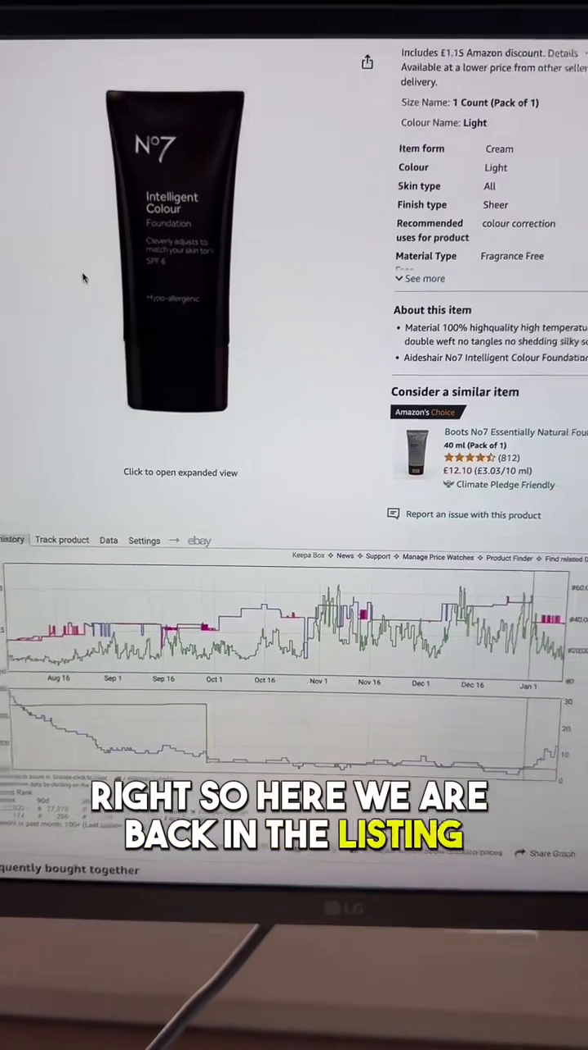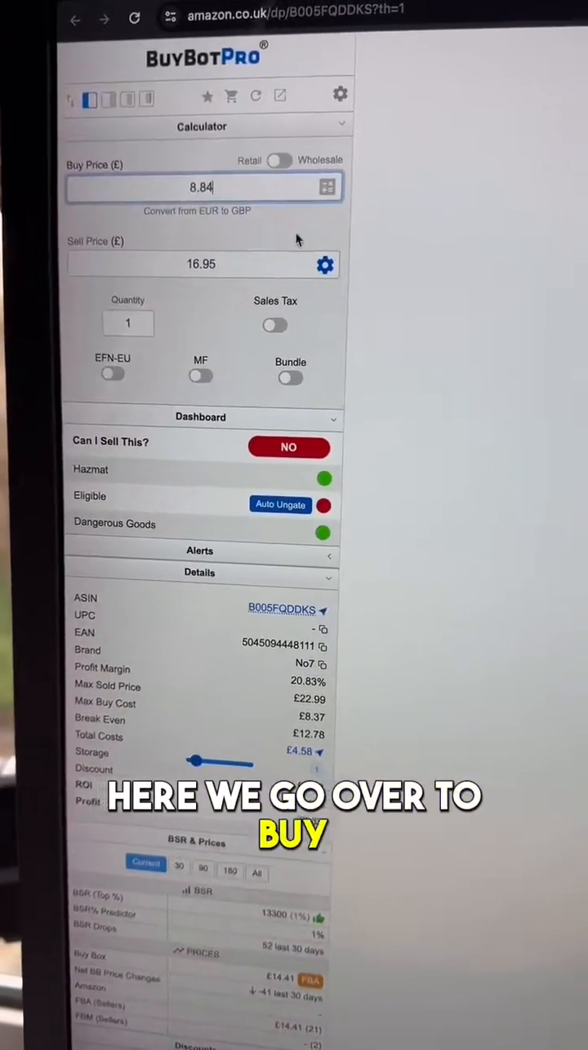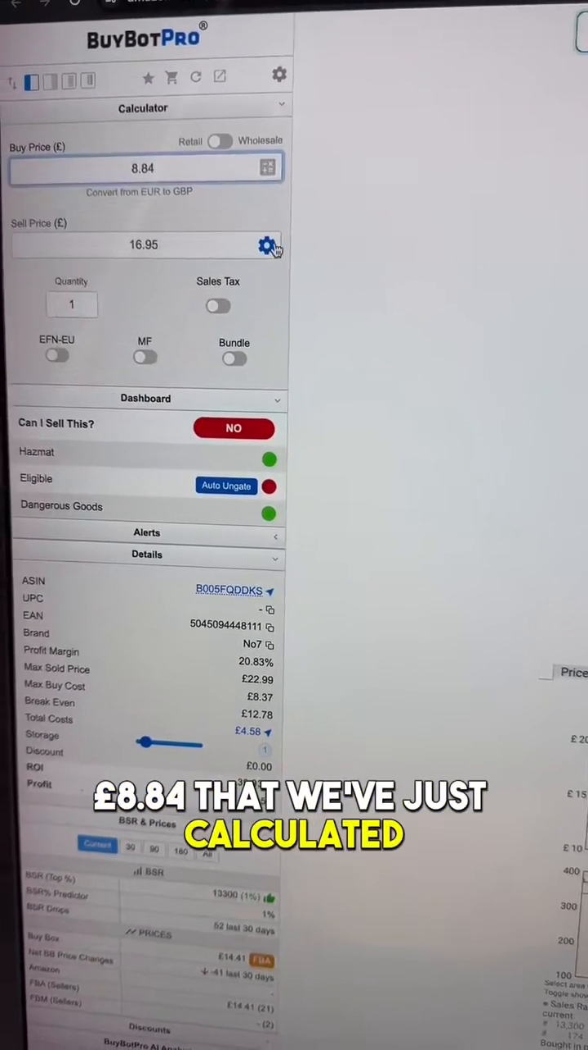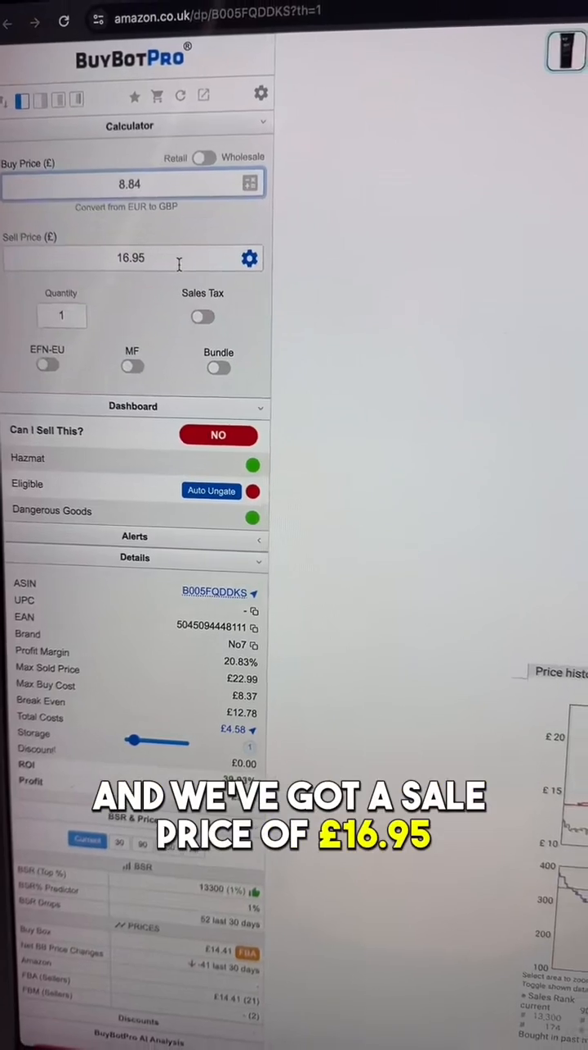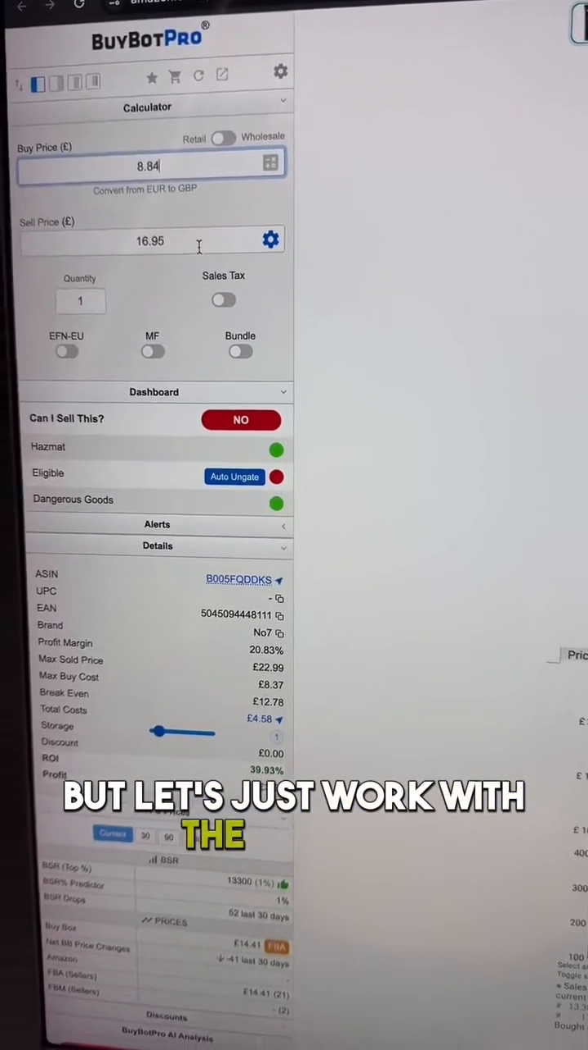Right, so here we are back on the listing, and we want to be really quick about this because obviously we're trying to save time. Here we go over to BuyBot Pro, and we can see immediately here I've put in the £8.84 that we've just calculated, and we've got a sale price of $16.95. Now I recognise that right now that isn't the sale price, but let's just work with the example.